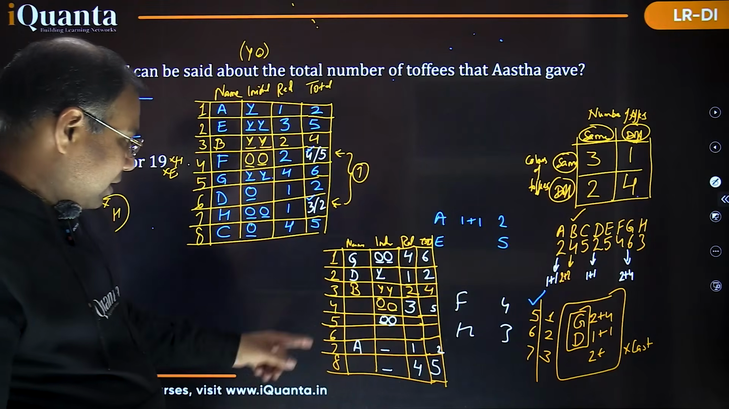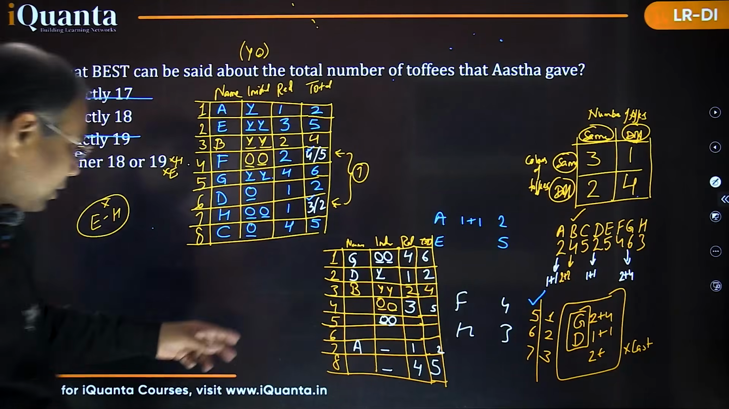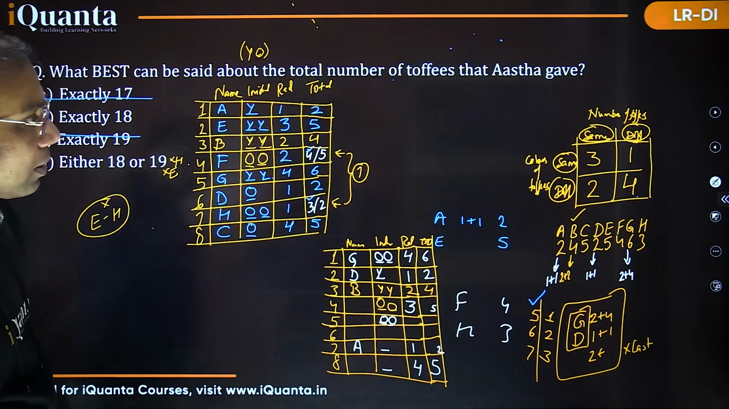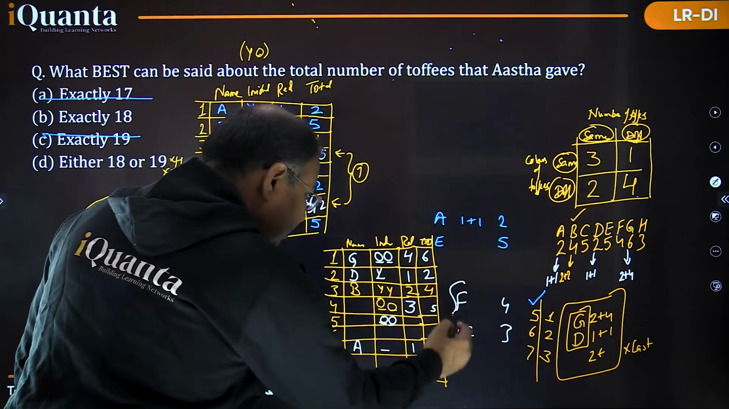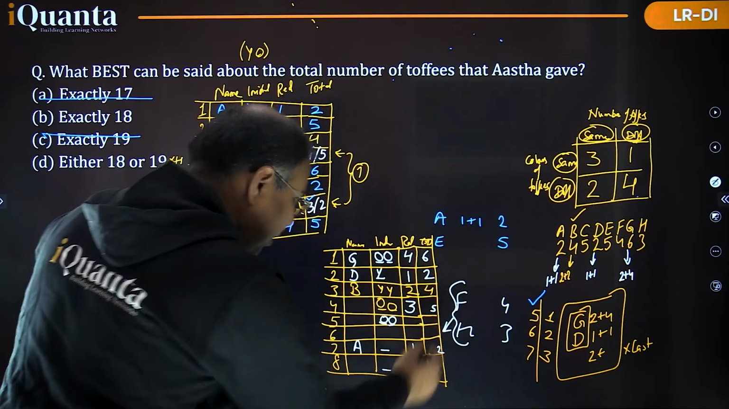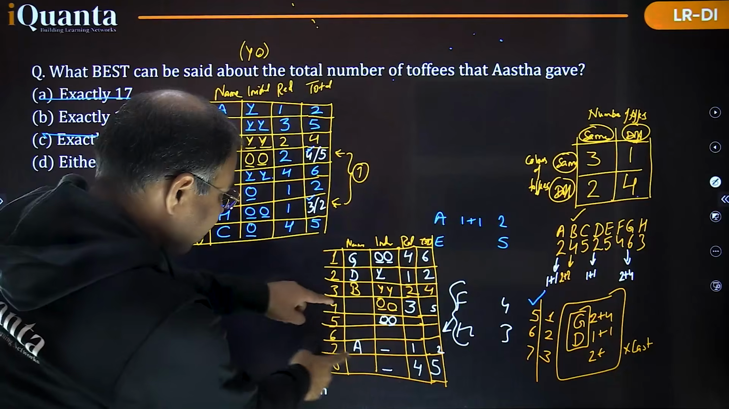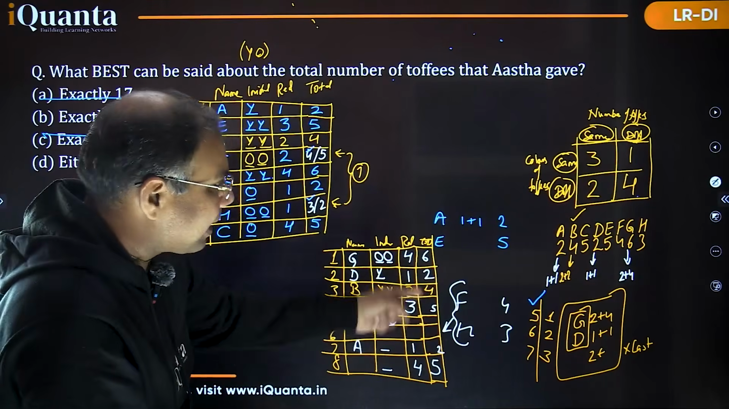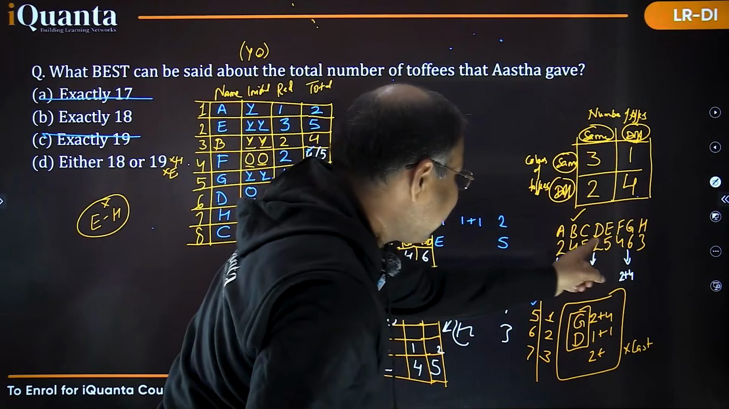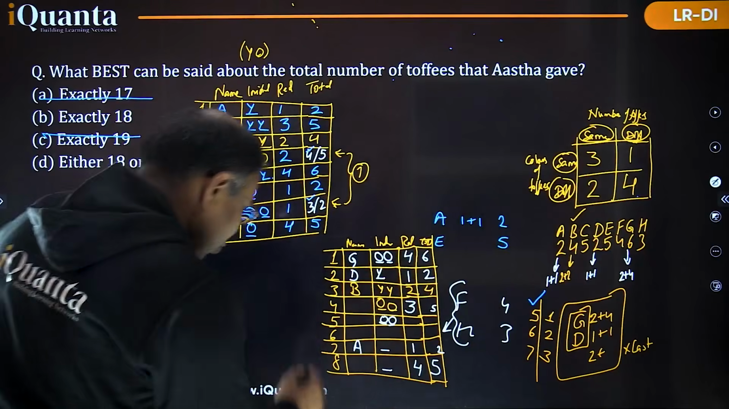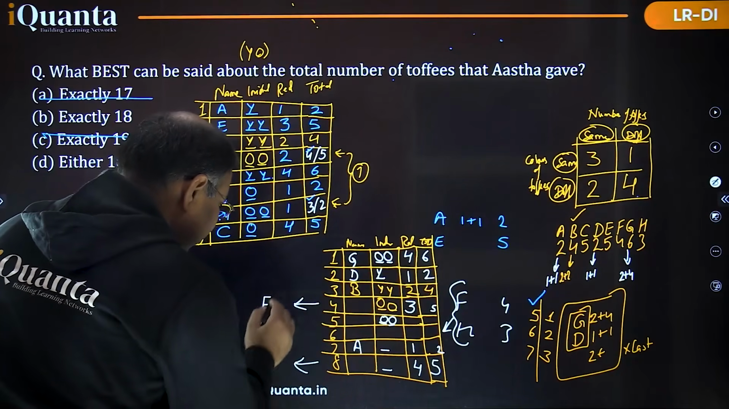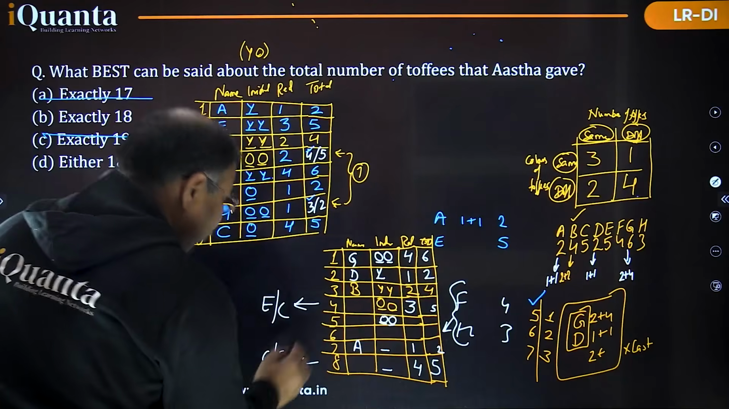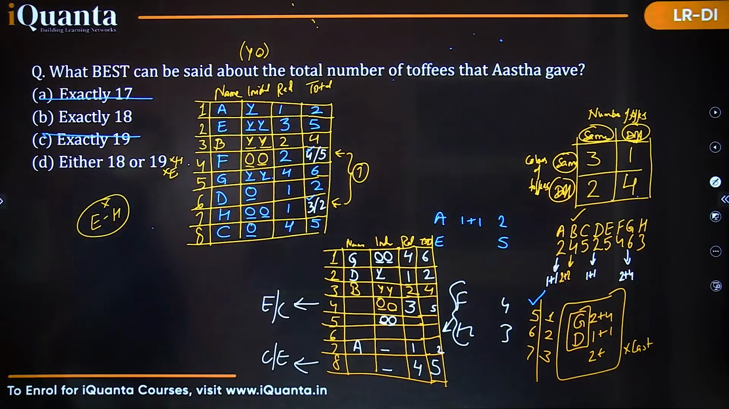So if H is here, by the way, which names are still remaining here to be put? Let me see. F and H are certainly in these two places. So what about these two persons now? These are both 5 wale, right? 5 wale kon hai? E and C. So these two persons are certainly E and C, right? Both with the total 5. Okay. So that is the situation right now.